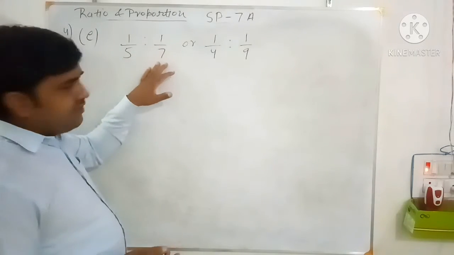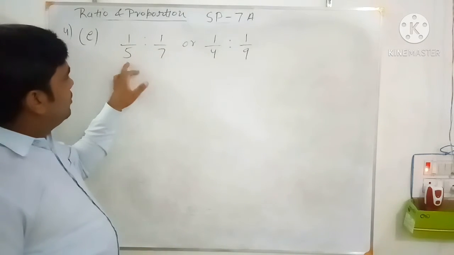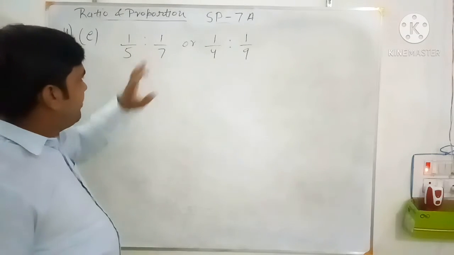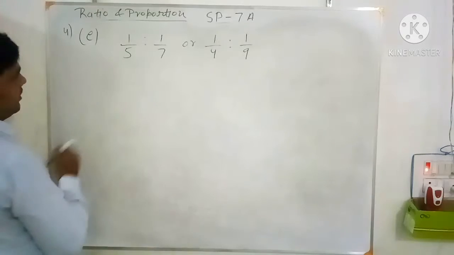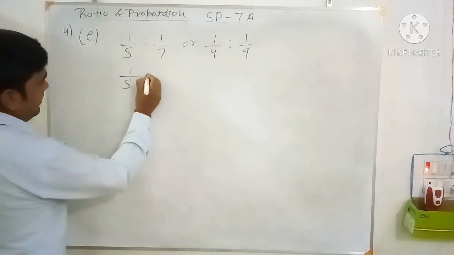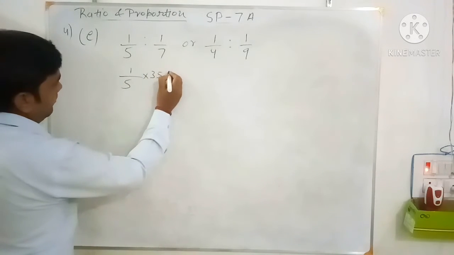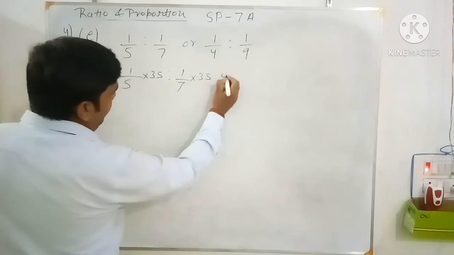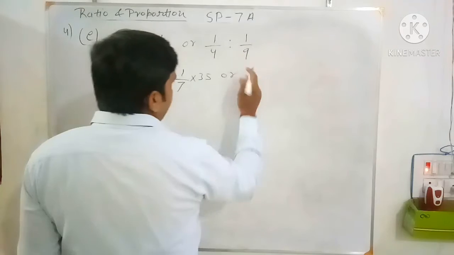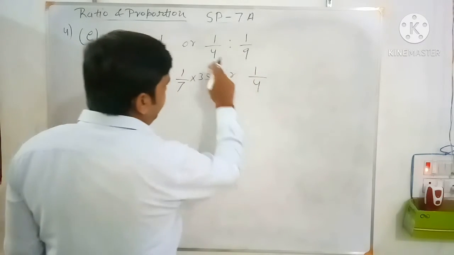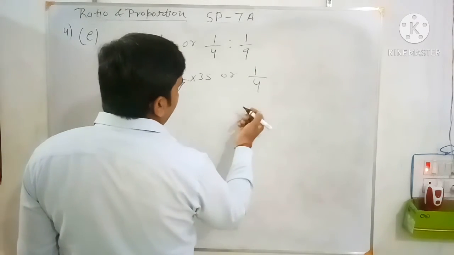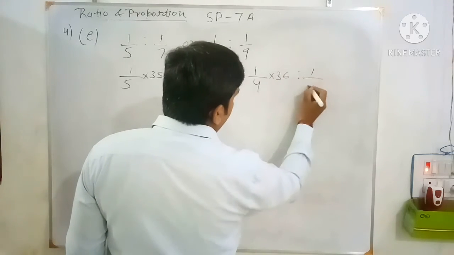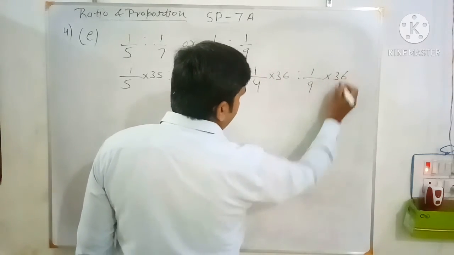In this first we convert this fraction into the standard form. So we calculate the LCM of 5 and 7 and multiply each term of this ratio by the LCM. So the LCM of 5 and 7 is 35. So here we multiply each term by 35, 1 by 5 into 35 is to 1 by 7 into 35. Or here similarly also the LCM of 4 and 9 will be 36. So here also we multiply each term by 36, 1 by 4 is to 1 by 9 multiply 36.